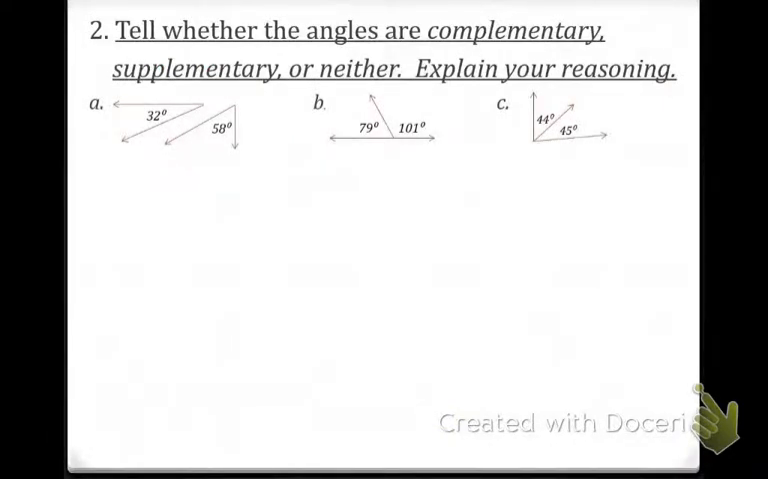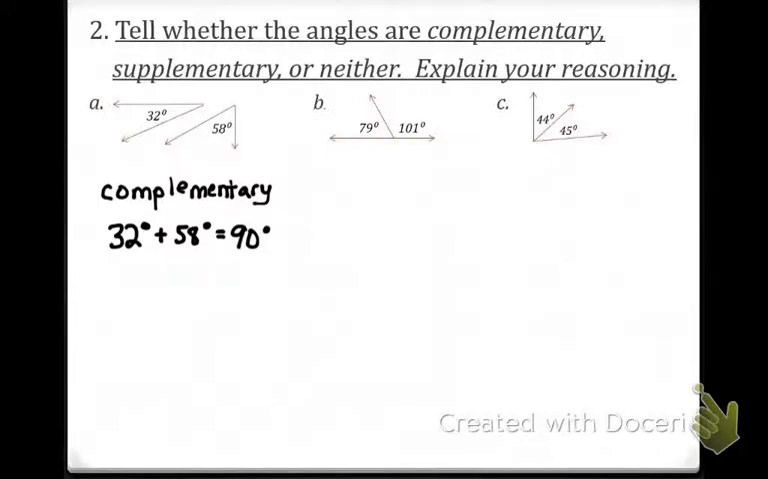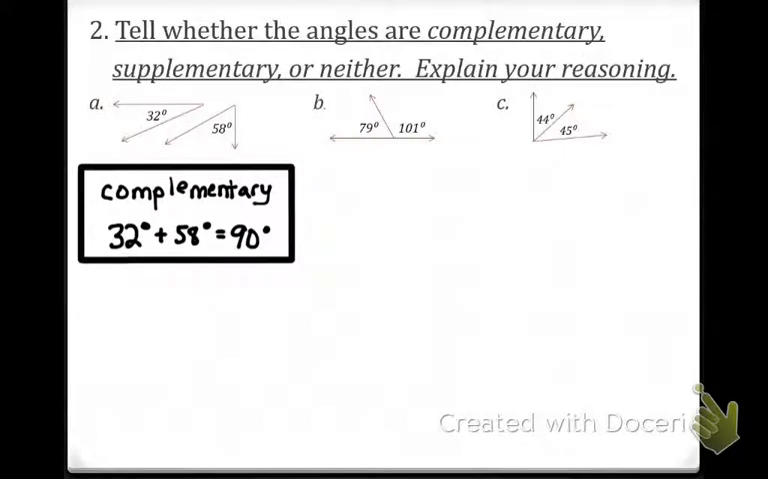This is asking us to tell whether the angles are complementary, supplementary, or neither, and then we want to explain why we think that. Katie, looking at the first ones, what kind of angles do you think those are? Okay, you think they're complementary, and why do you say that? Because both of them added up equal 90 degrees. Okay, so the way that you explain your reasoning is you're just going to say 32 degrees plus 58 degrees equals 90 degrees, and that's true. Anytime two angles add up to 90 degrees, those will always be considered complementary angles.